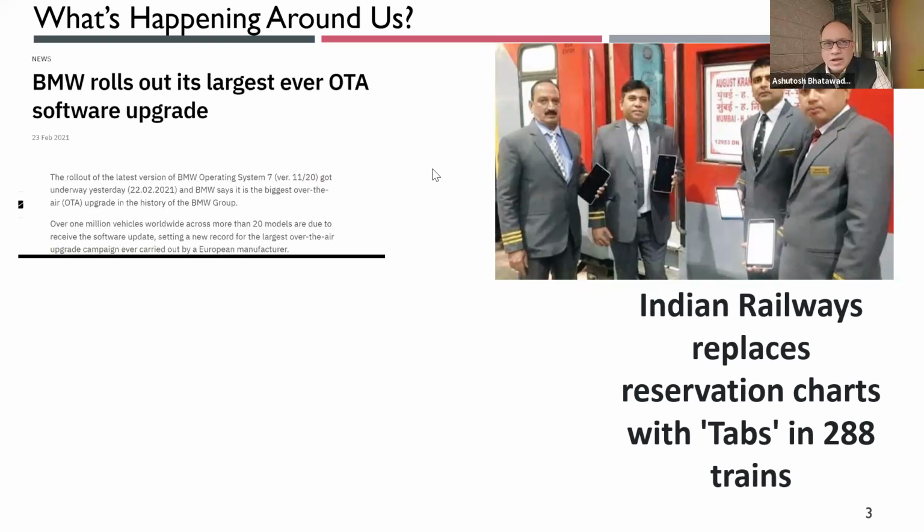Another interesting one from an automobile company, this time not from India: BMW rolls out its largest OTA software upgrade. This is a traditional automobile company. IT is just an enabler here, but see how IT as an enabler has actually encompassed the business. So it's no longer IT being an enabler. IT has actually enveloped your business circle, right?